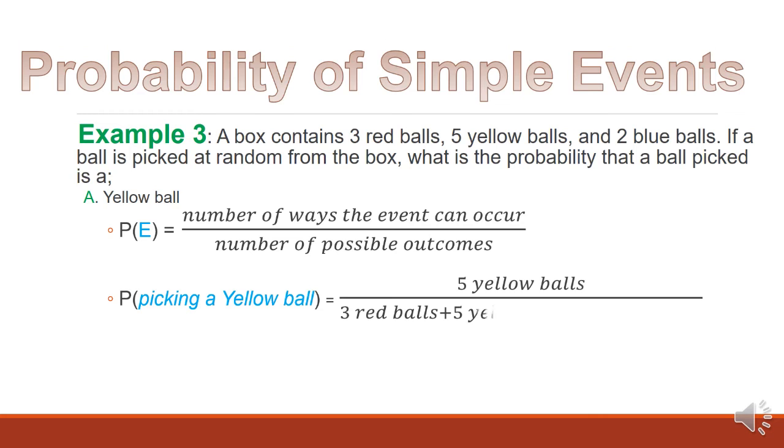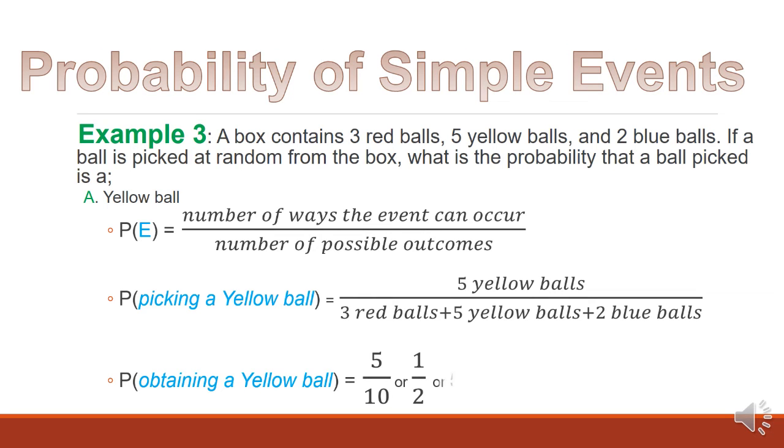So our event here is picking a yellow ball, which is equal to, in the denominator, the possible outcomes are 3 red balls plus 5 yellow balls plus 2 blue balls. And in the numerator, since our event here is picking a yellow ball, we will write 5 yellow balls.